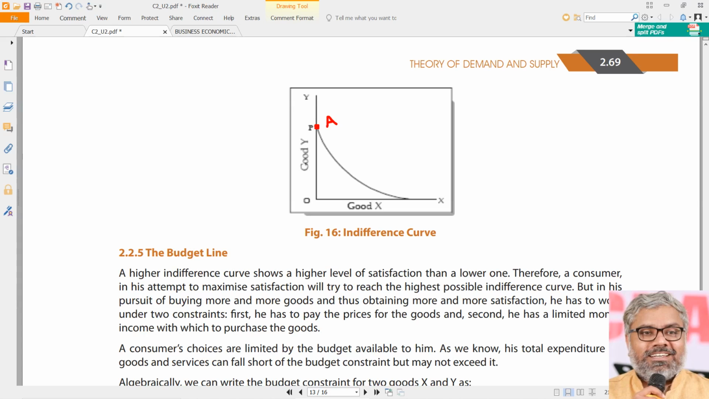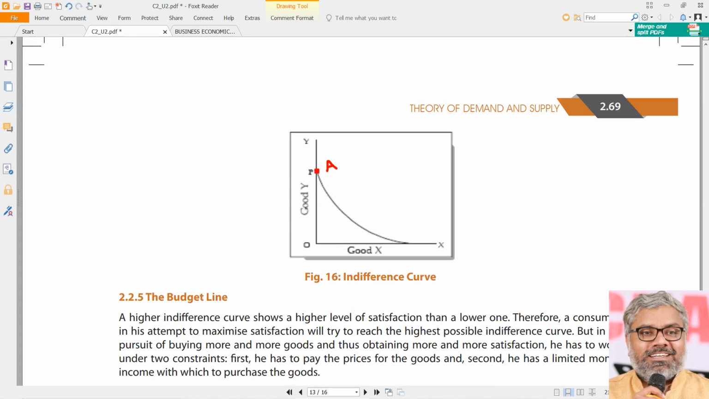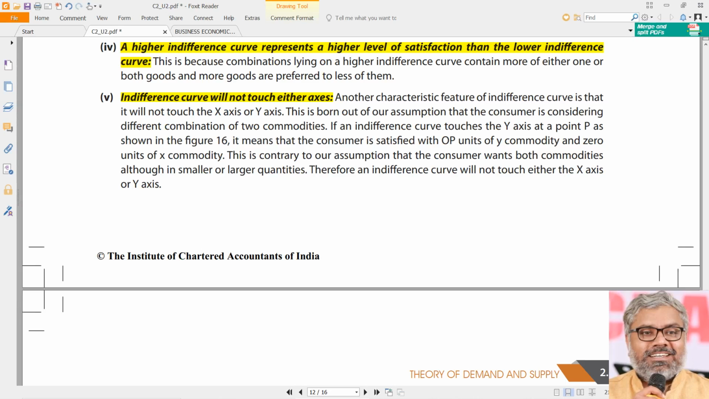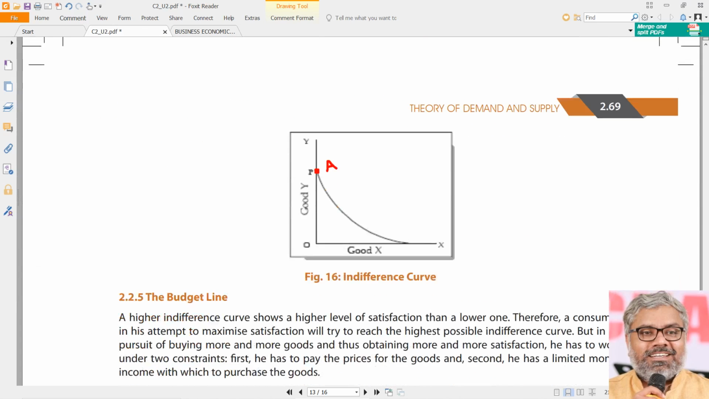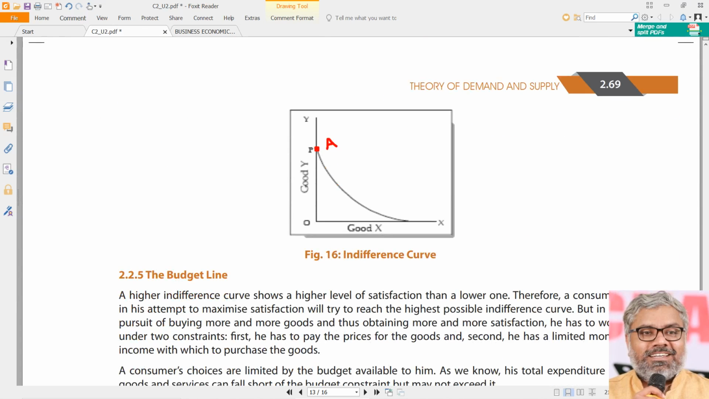What does it mean? It means 0 of good X is consumed and only some P number of good Y is consumed. How can we call that a combination? 0 of one good and a certain number of another good cannot be called a combination. That's only just one commodity. But that is not the purpose of indifference curves. Indifference curves are about the combination of two commodities. We are not talking about just one commodity. When we are talking about a combination of two commodities, at least one unit of each commodity has to be consumed. It cannot be 0. So at point A, X is consumed 0. If at all you call this point B, let us say.